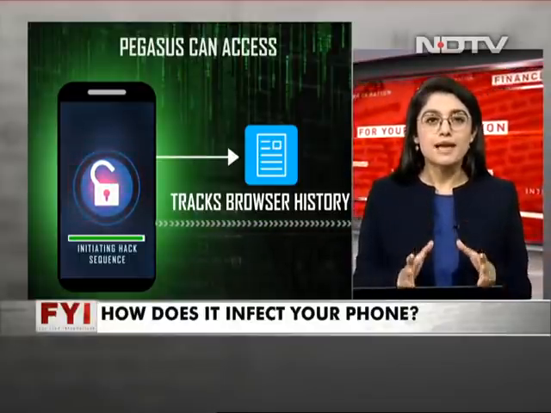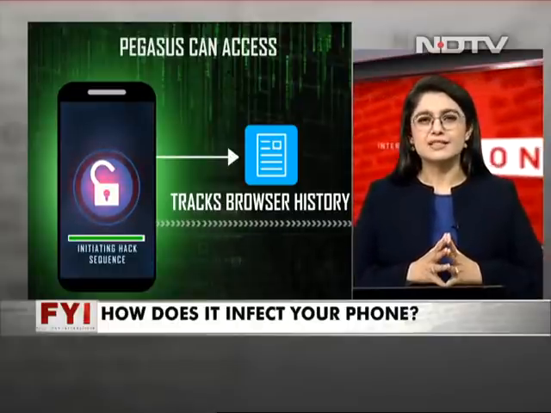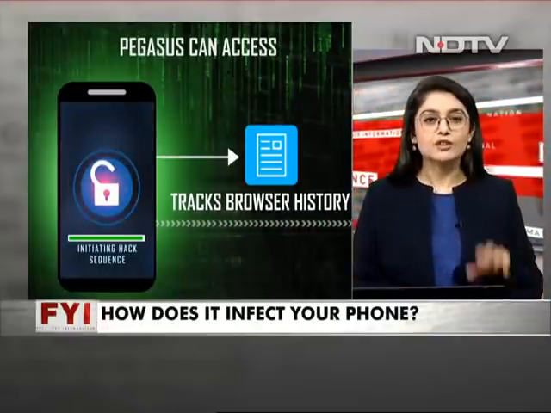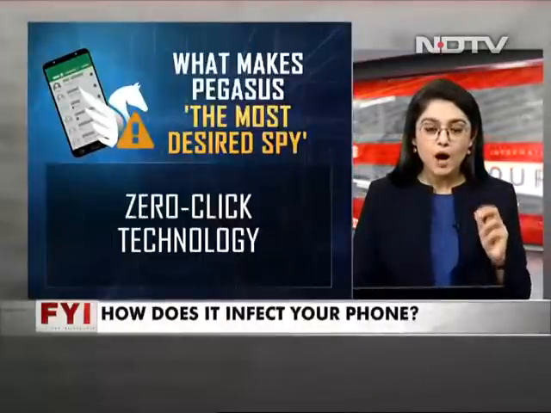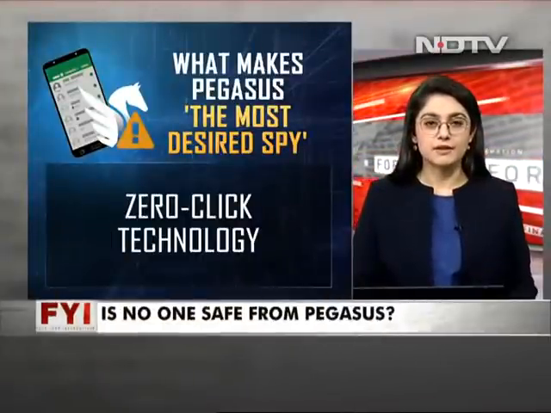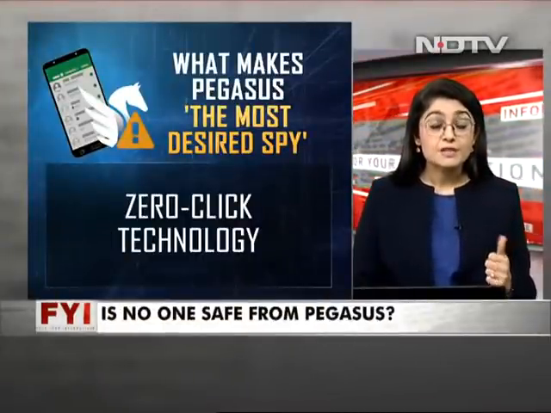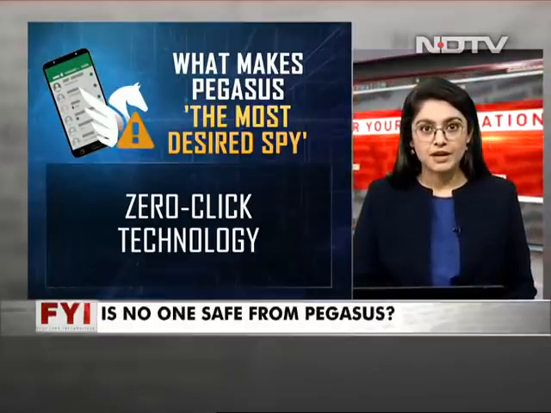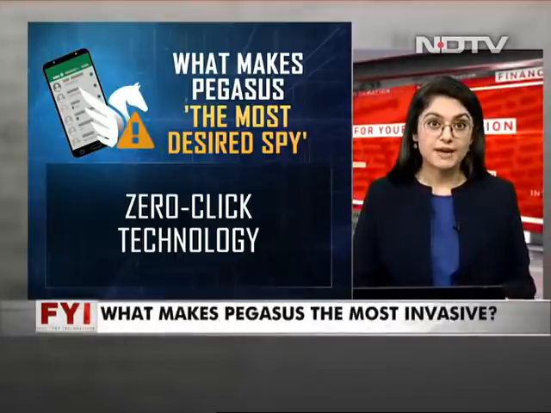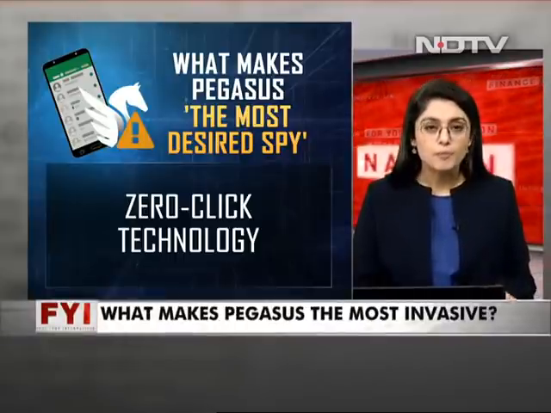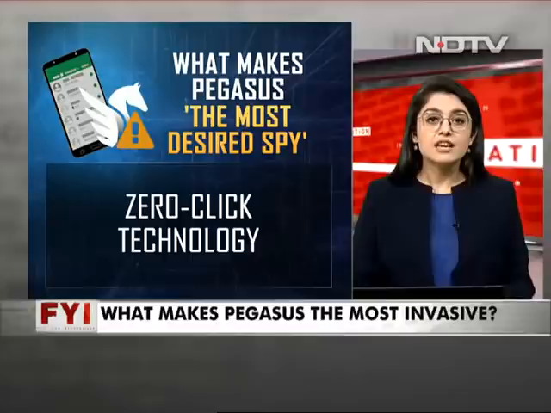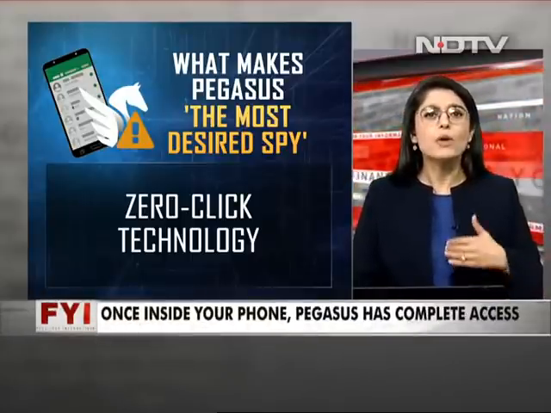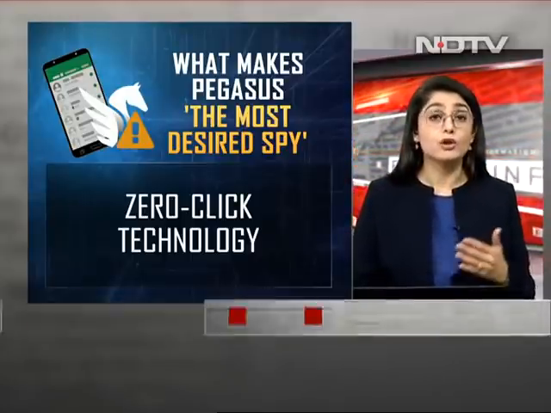But what makes Pegasus the most desired spy in the world? Let's look at the top 5 reasons why Pegasus is so desired. Number one is because it works on this tech called zero-click technology. The most unique feature of Pegasus, which makes it so wanted, so powerful, is that the zero-click attack helps spyware like Pegasus gain control over a device without human interaction or human error.